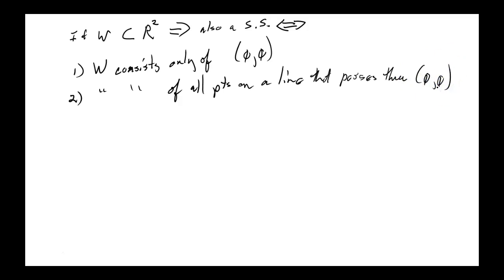Any line that goes through the origin would, if W consists of all those points, then it is a subspace. Number three, W consists of all R2. Okay. Now remember that was the other trivial one. If W is the entire R2, then of course it is a subspace also because it is R2. And R2 is a vector space.